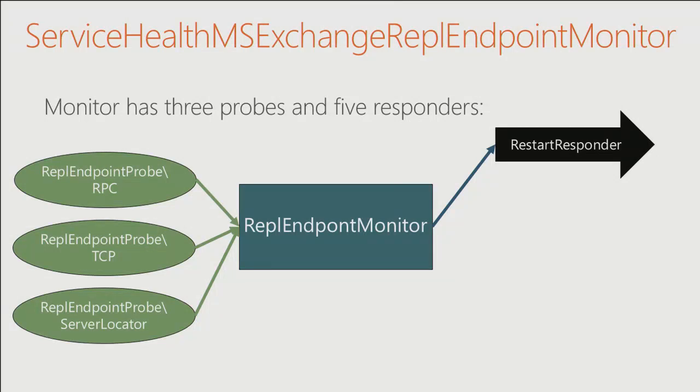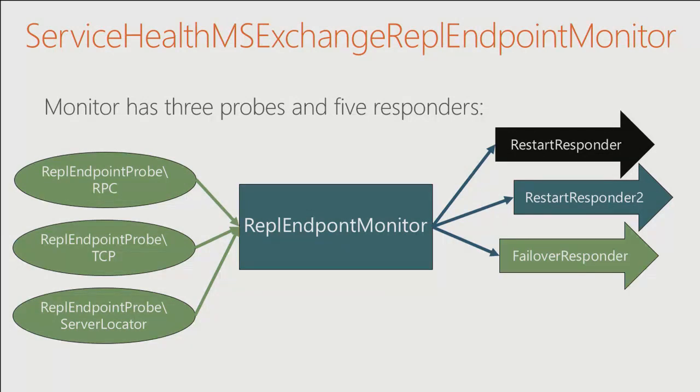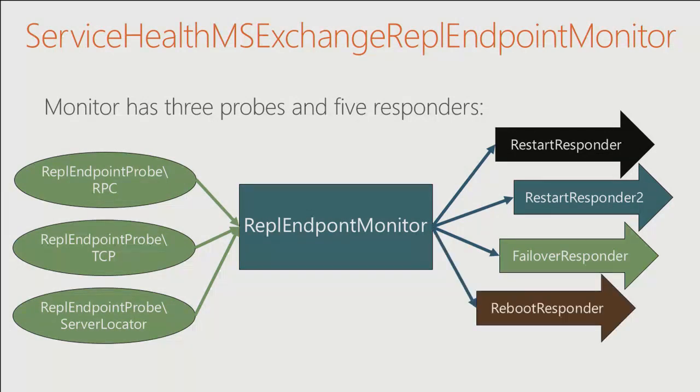So first, when we detect the failure, we restart the service, and we do it again. And it helps sometimes. If that doesn't help, we fail over. If that doesn't help, we reboot the server. And then if that doesn't help, yes, we escalate, unfortunately.